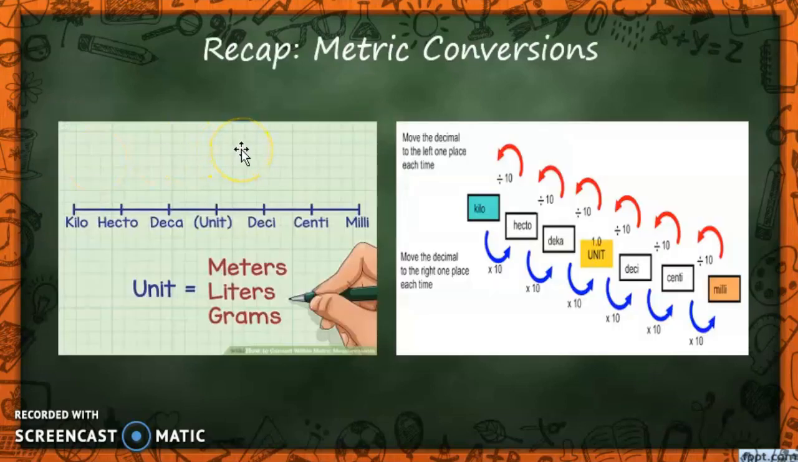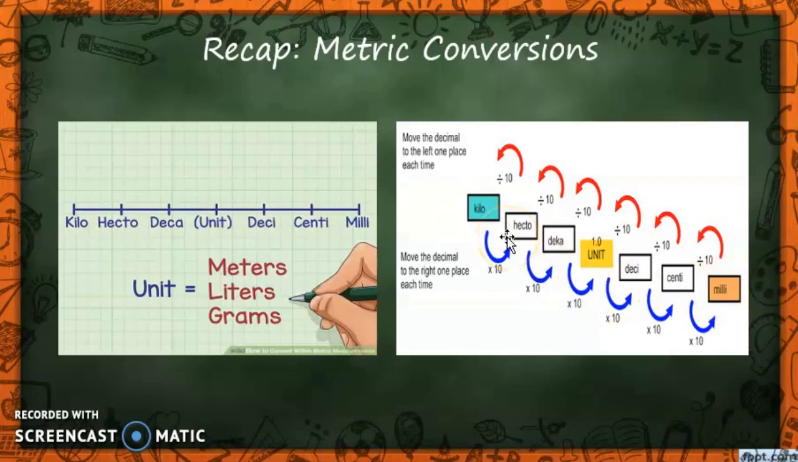Before we can convert our cubic units, we need to remember our metric conversions. Our metric line ranges from milli to kilo. So we have milli, centi, deci, deca, hecto, kilo. And our unit is interchangeable, so we use meters, liters, or grams. What we are targeting today is converting from larger units to smaller units. So we are moving from kilo to milli.